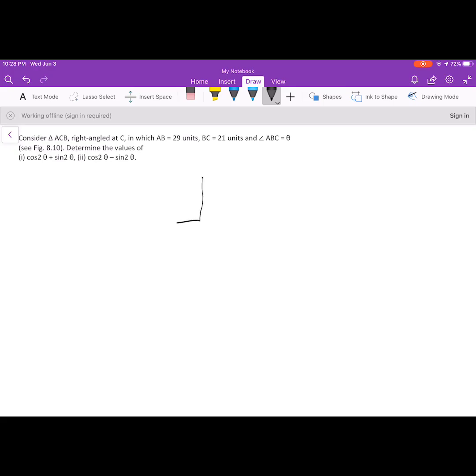This is your given, that is A, B, C, right angled at C. AB is 29 units, BC is 21, and angle B is your theta. It is given ABC as theta, so this is your theta. This is your given data, from which we can draw a triangle. And what is to find? To find is cos square theta plus sin square theta and cos square theta minus sin square theta.